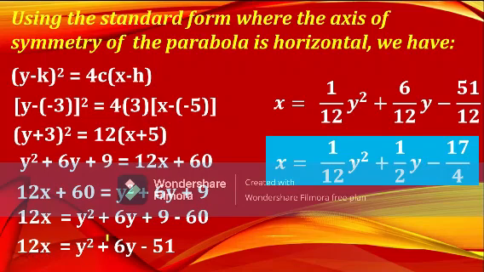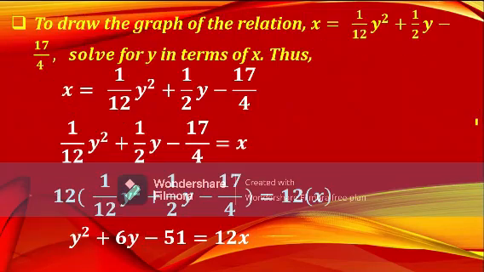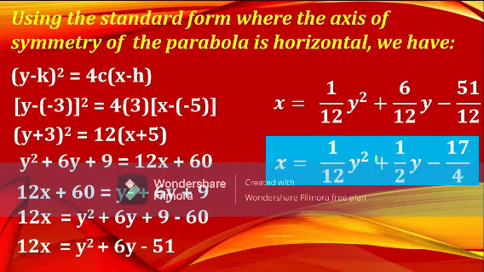Then if this is the case, you will divide both sides by 12, so we can have an equation in terms of x. Okay, so you will have x is equal to 1 over 12 y squared plus 6 over 12 y minus 51 over 12. So you will have x is equal to 1 over 12 y squared plus 1 half y. 6 over 12 is 1 half. 51 over 12 can be simplified into negative 17 over 4.